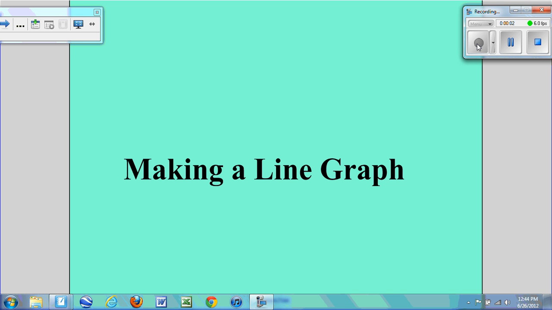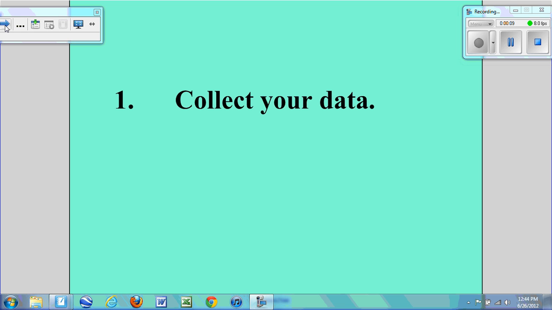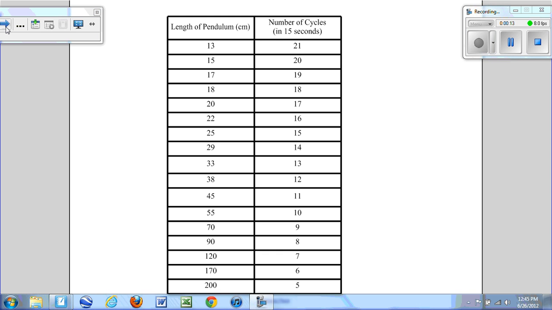Today we are going to do a lesson on making a line graph. Before beginning a line graph, the first thing you need to do is collect your data. In this particular experiment, the job was to figure out whether the length of the pendulum affected the number of cycles in 15 seconds. As you can see, when the length of the pendulum was 13 centimeters, the number of cycles in 15 seconds, that means the number of times the pendulum went to and fro, was 21.